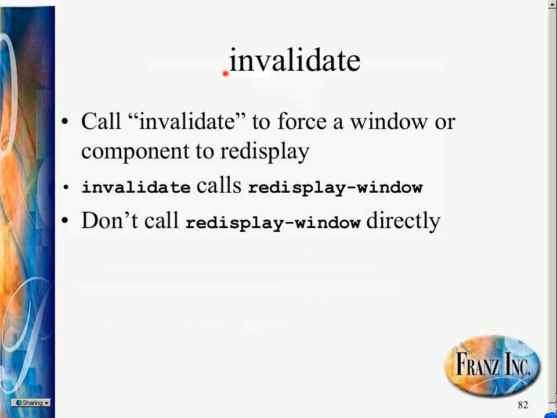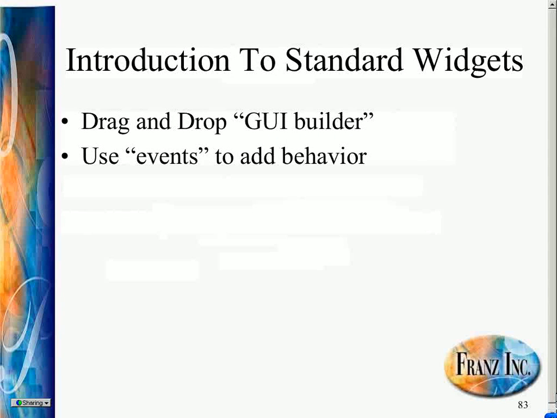There's a function, or a generic function actually, called invalidate, which calls redisplay window. And typically, you call invalidate. You've defined redisplay window methods, but you call invalidate in order to trigger them. You don't typically call redisplay window directly. You want the system to do that because it will call it with the right arguments, which are system dependent, and you actually don't know what they are typically.